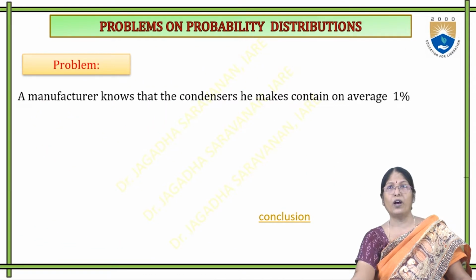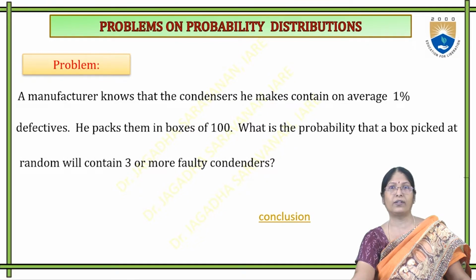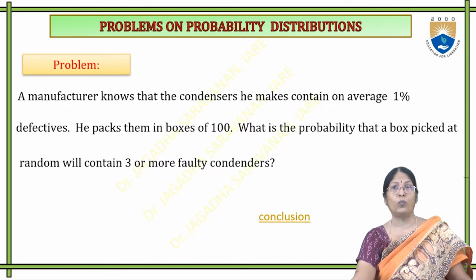So now, based on the Poisson distribution, we will concentrate on the problems. A manufacturer knows that the condensers he makes contain an average 1% defective. He packs them in boxes of 100. What is the probability that a box picked at random will contain 3 or more faulty condensers?